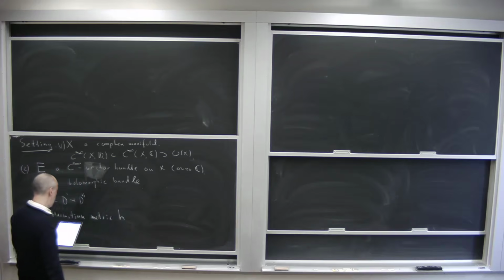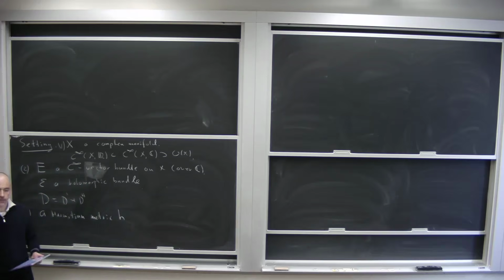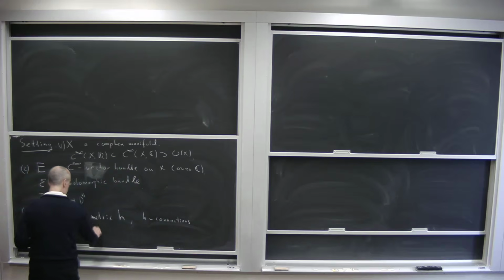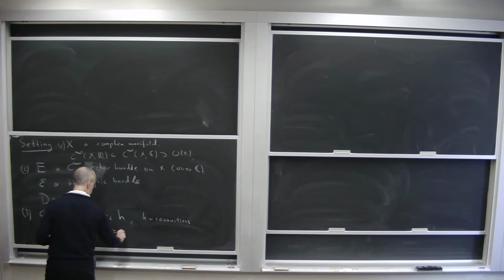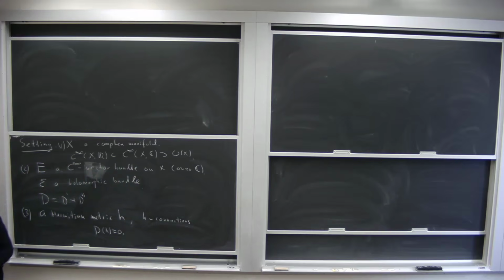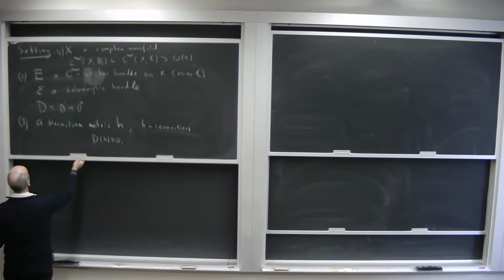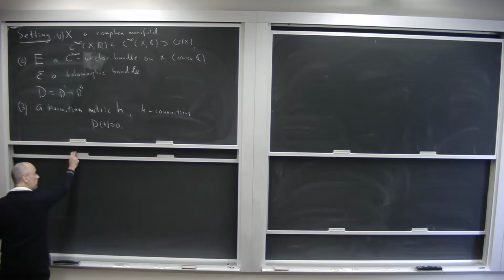Then in the last bit of notation, I will have a Hermitian metric H. And it will be positive definite. And then I will consider H connections. So in other words, connections such that dH is 0. So it's constant with respect to the connection.